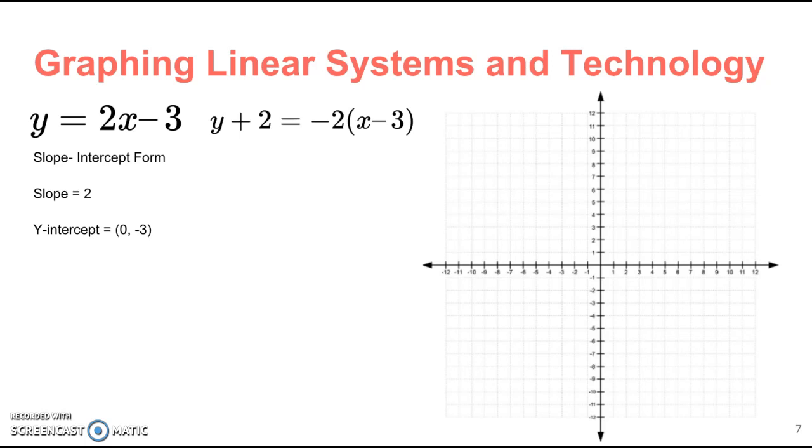So if I go to graph this, I'm going to start at the y-intercept of negative 3, and then I'm going to go up 2 and to the right 1, continuously until I have a line. And you will see that line appear on the graph to your right.